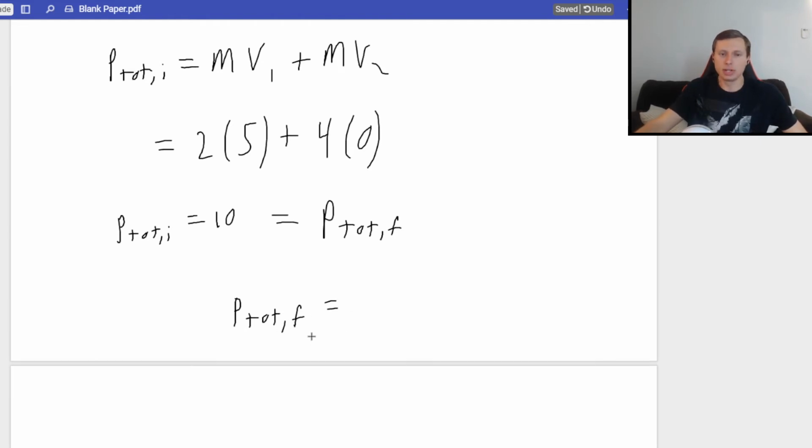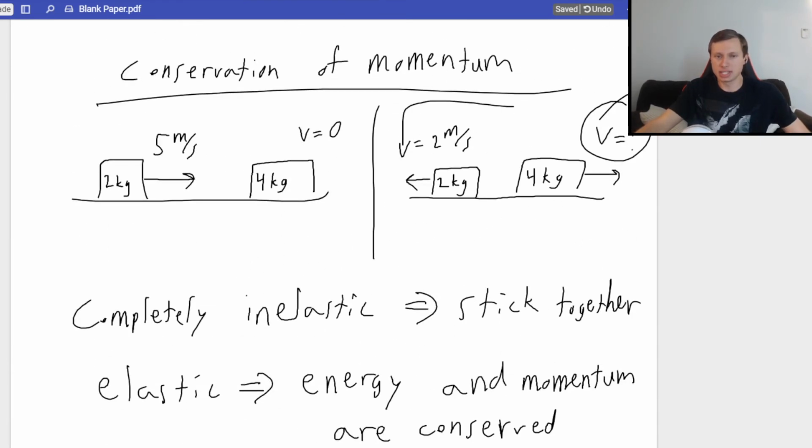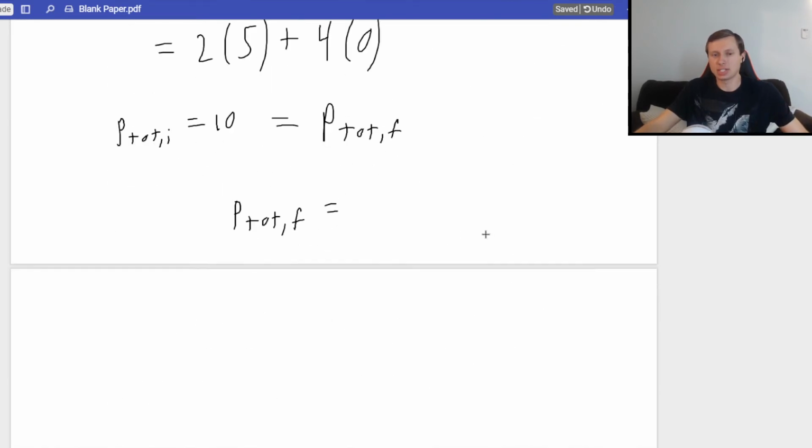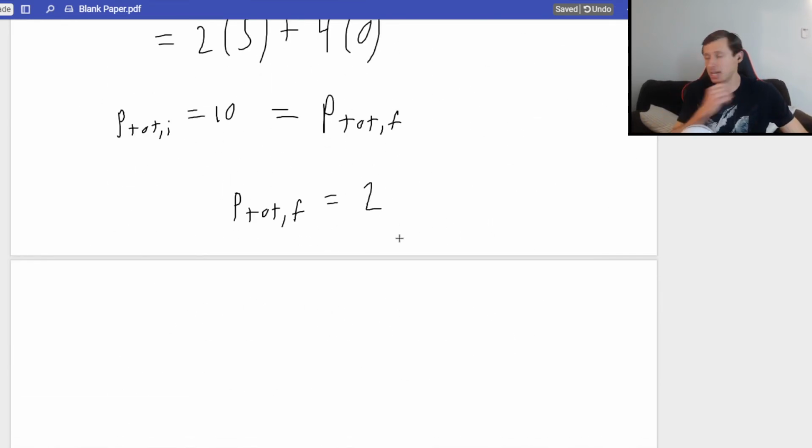P total final, I look at my first object in the final case. This is the final case over here. I just circled it. Now I'm looking at the 2 kilogram object. I see that the 2 kilogram object has a mass of 2, and I said it's moving backwards with velocity 2, so times 2, plus my mass times velocity for the second object, again, 4 times an unknown velocity, v. You can call it v4 or v or whatever you want to call it. I'm just going to call it v because there's only one unknown velocity.